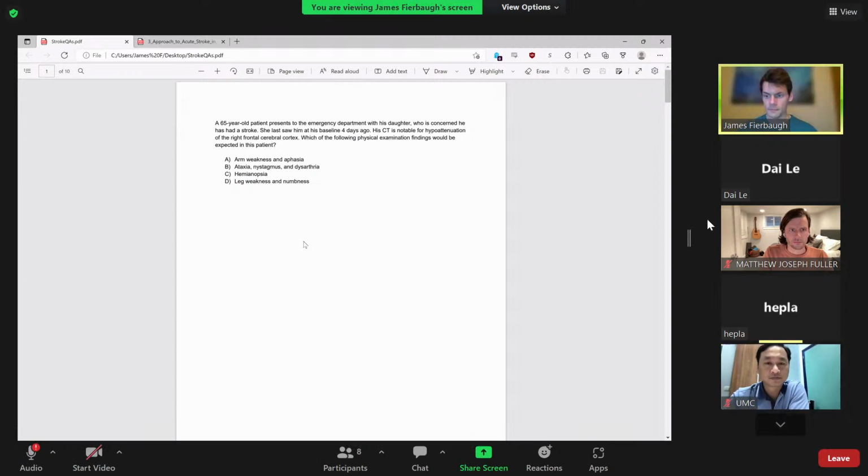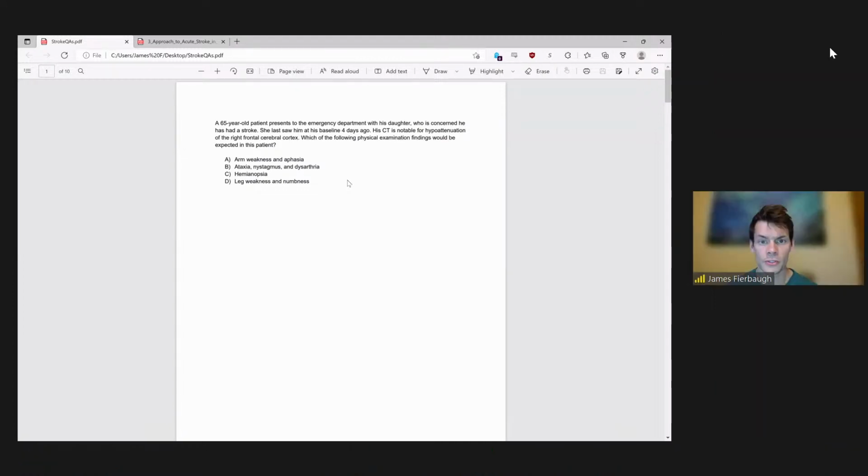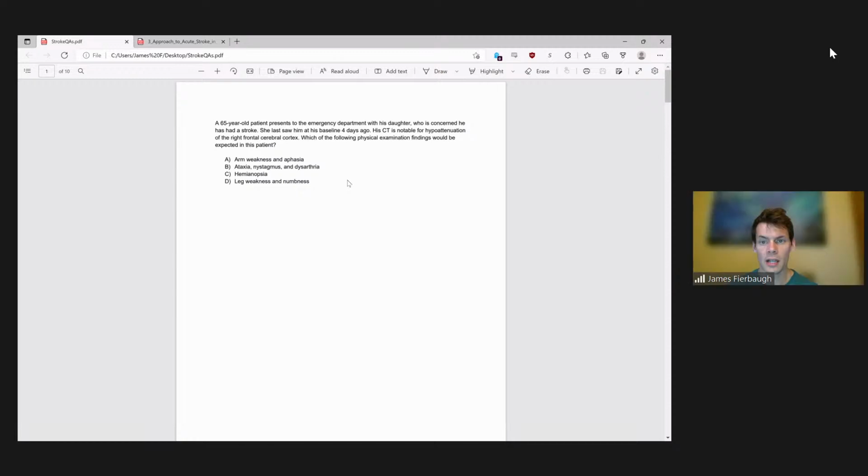So this question, to start us off with some stroke syndromes, stroke presentation. We have a 65-year-old who presents to the emergency department concerned about a stroke. He comes in with his daughter, who saw him 4 days ago and he was normal. On a non-contrasted CT scan, you see a hypoattenuation in the right frontal cortex. Knowing that information, what would you anticipate his physical findings would be on examination?